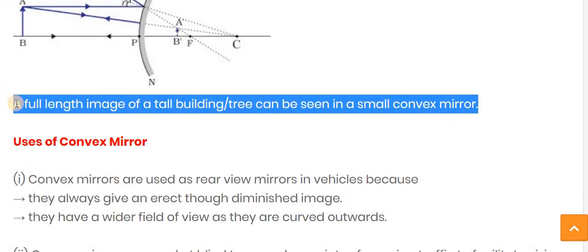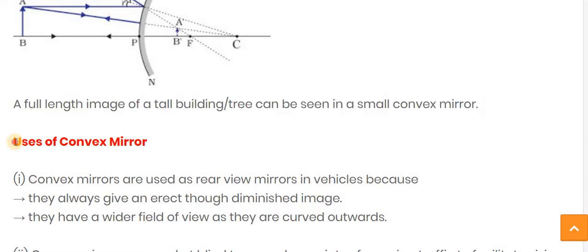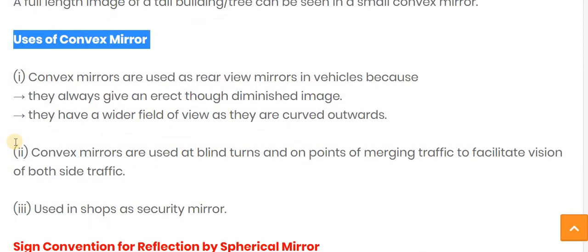A full-length image of a tall building or a tree can be seen in a small convex mirror, so we can use it to see a full-length image of a tall building. If we want to see the whole structure in a mirror, it means the mirror covers a larger area. Now let's see the uses of a convex mirror.